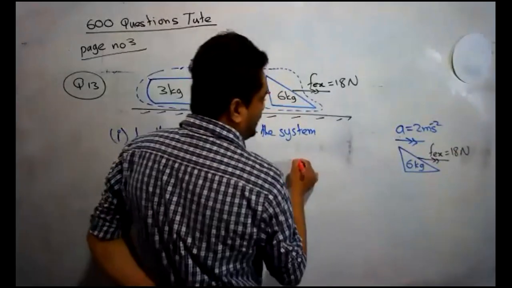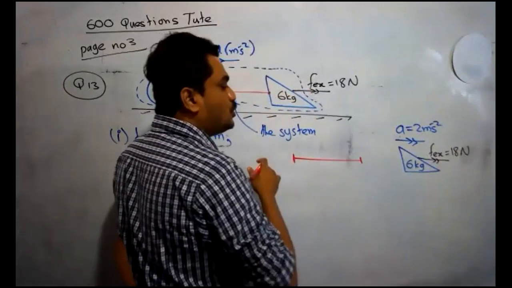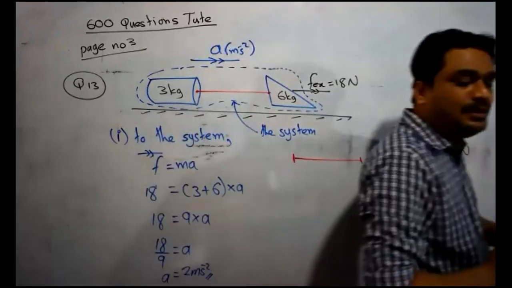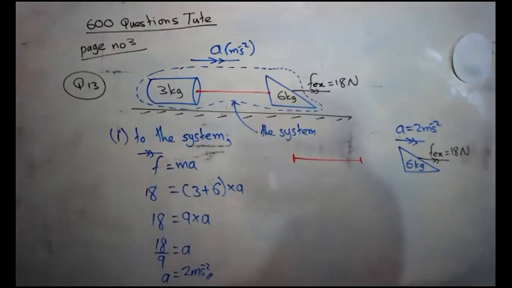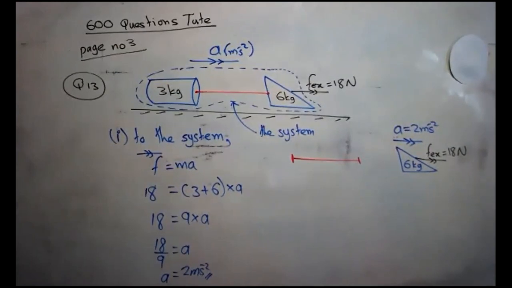Now, if I consider this string, why does this string also move to the right hand side? Somebody unmute the mic and tell me why it is moving to the right hand side. What are the reasons? There are two reasons. Because the 6 kg object gives a force.